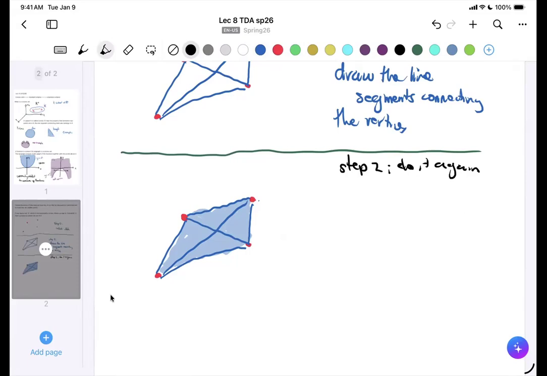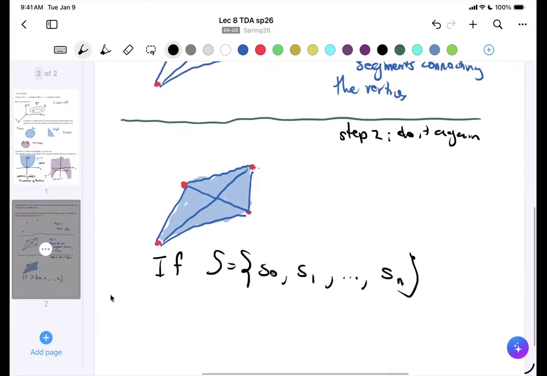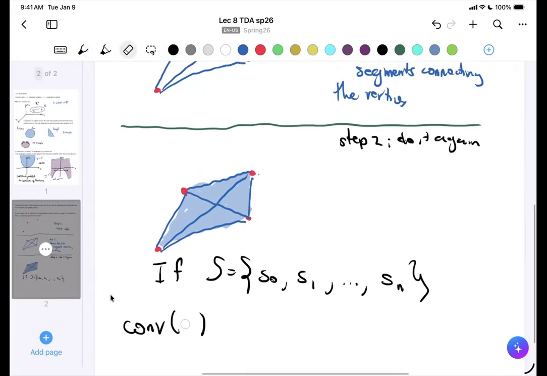So if you have some points, oh, because I called the set S, let's say the set S is S0, S1 up to Sn. For our examples, we will always start with finite sets and then we will do things to them. So the convex hull of this set would be just this thing that I was saying. Convex of S, sorry, that's how you write it.